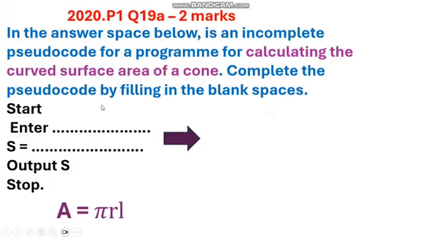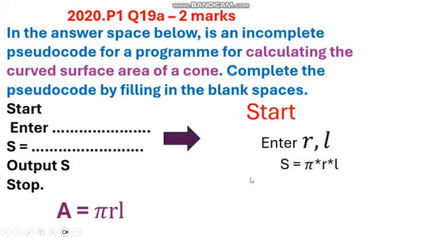So we are going to start with the start, then we are going to enter right. What are we going to enter? We are going to enter the radius and the slant height. This is what you are going to enter. Then after that, you are going to show the process, which is the next step here, where we have the curved surface area equal to, so we are going to write pi times radius times the slant height. Okay, this is what you are going to write. Then from there, we are going to write the output, which is the surface area of a cone. So output, then we stop the program. So we have answered our question. You can see it's very easy to answer.